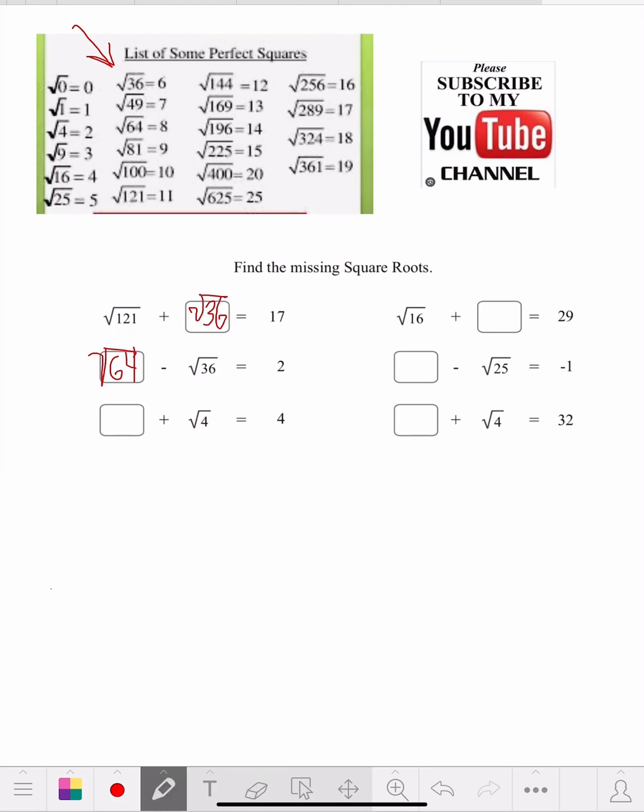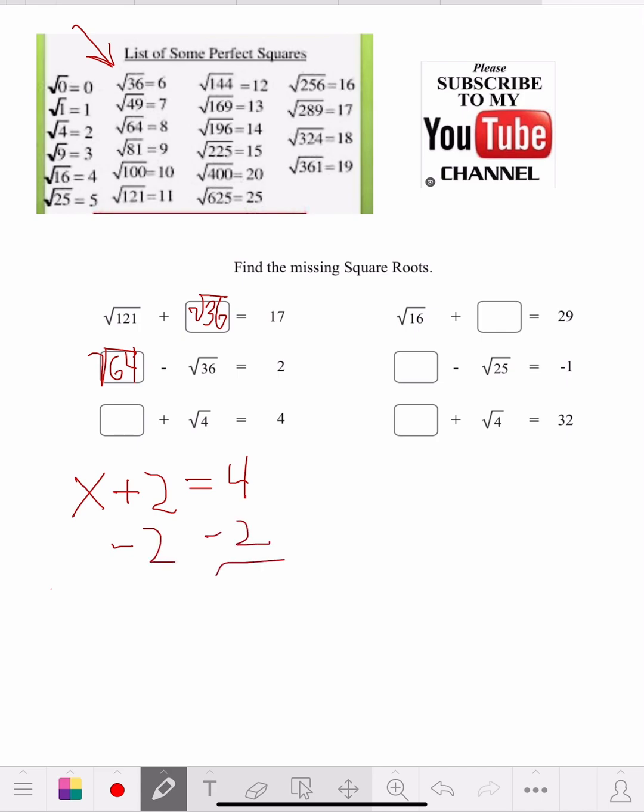It's a little fun. Now we have x plus the square root of 4. We look up there. The square root of 4 is 2. 2 equals 4. So what do we have to do here? We have to get x by itself, so we subtract a 2 from each side. What we do to one side, we do to the other side.